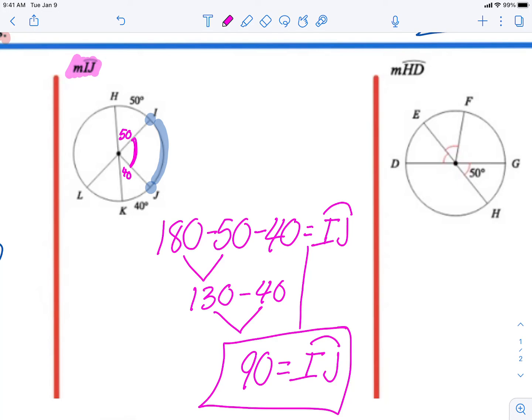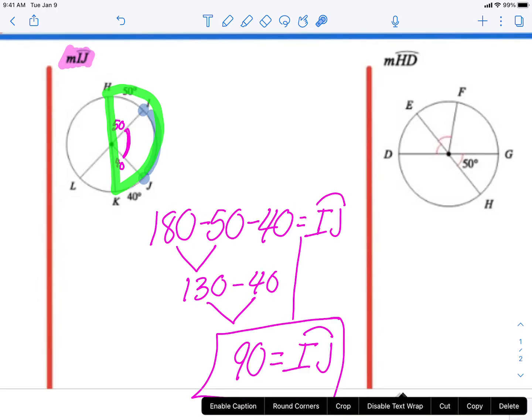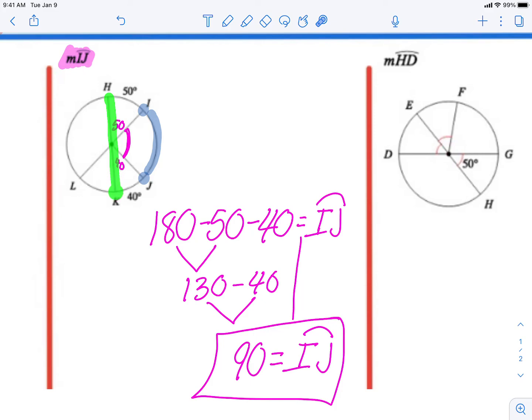Look at that. Again, we used the concept that that's 180 degrees. It's a half a circle, right? And together, these three angles right here formed 180. I subtracted 50, I subtracted 40 from 180, and that gave me our solution. Look at that. Perfect.